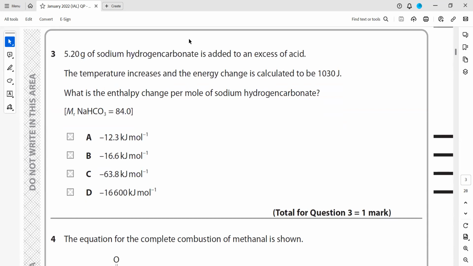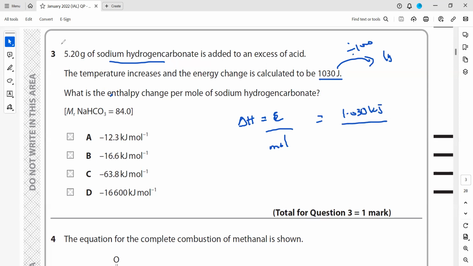5.2 grams of sodium hydrogen carbonate was added. The temperature increases and the energy change is calculated to be 1030. What is the enthalpy change per mole? So enthalpy change per mole is energy divided by moles. Energy should be in kilojoules, so we divide by 1000 to convert this into kilojoules. So it will be 1.030 kilojoules.